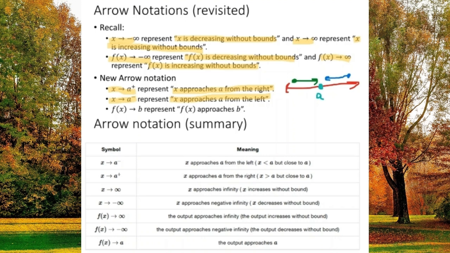Now, with polynomial functions, their end behavior either increases or decreases without bounds. But we're going to see later on that with rational functions, their end behavior can approach a value. So for that reason, the statement f of x approaches b can also be written in arrow notation, f of x with the arrow, then b. To help you understand the arrow notation, there's a table provided in the handout. Please take some time to review that table.